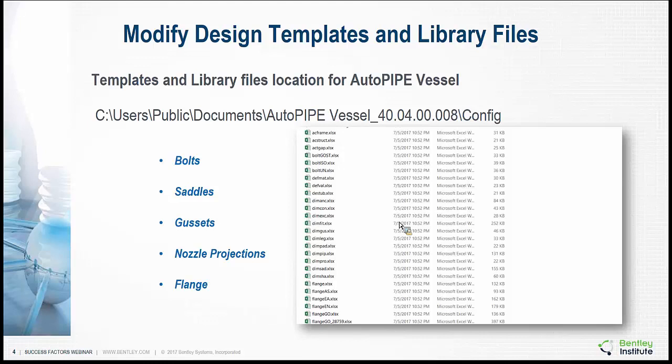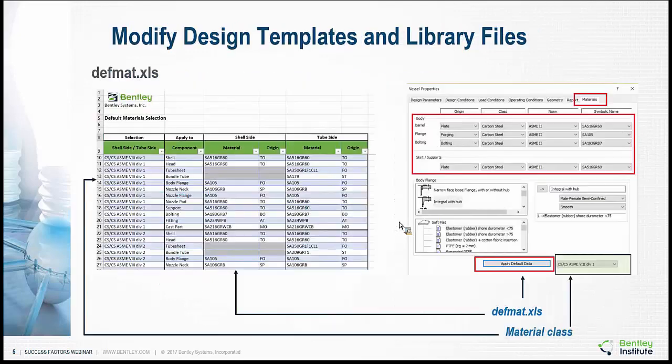Inside that folder you will see various different files. Mainly the majority of them will be Excel files. Earlier these were Word files, but in the recent past we converted those to Excel, and you will find that it's very easy and much more convenient to work with Excel, particularly for engineering applications and entry of data and numbers. So you will find various different configuration files, including how to modify bolts, saddles, gusset, nozzle projections, flange, etc.